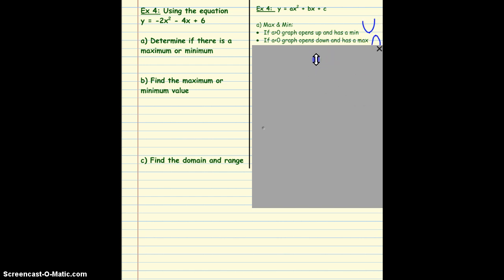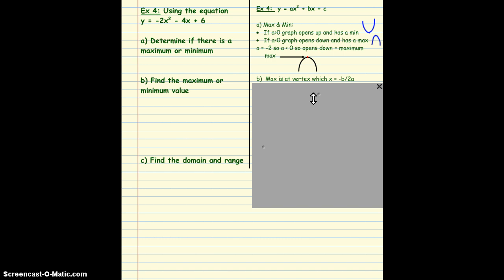So, in our equation, a is negative 2. That's obviously less than 0. So the graph is going to open downwards and it's going to have a maximum. Okay, it's going to look like that. Alright, now that we know that we're going to have a maximum, we're going to figure out exactly where this point is at, and we're going to need to find the vertex.